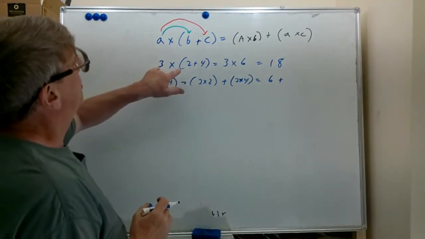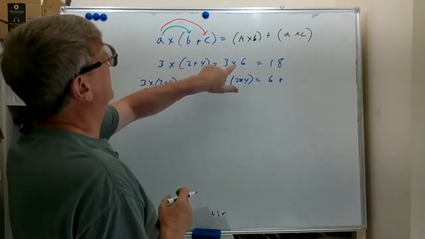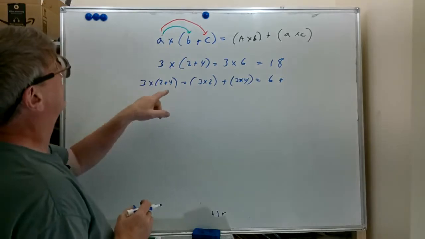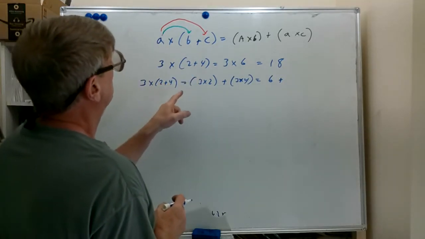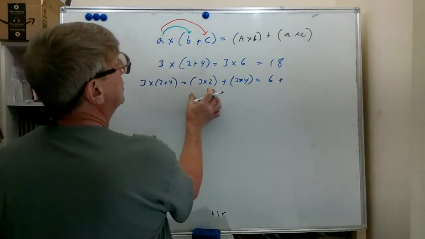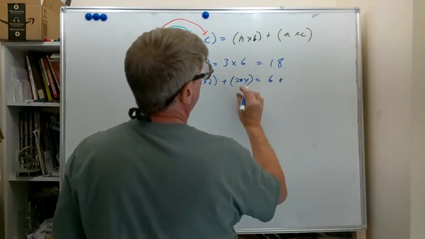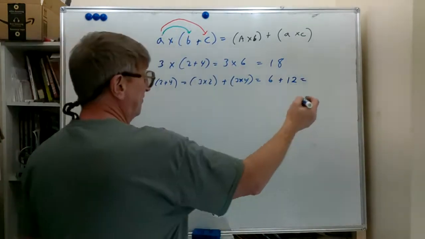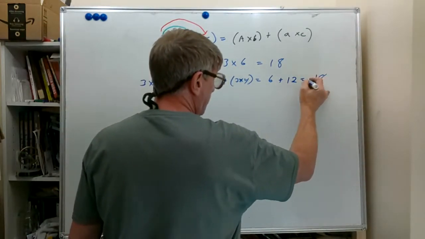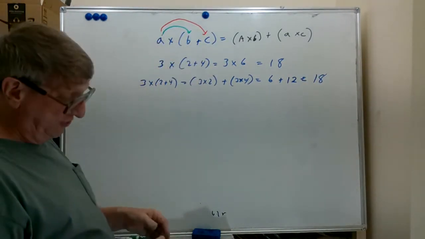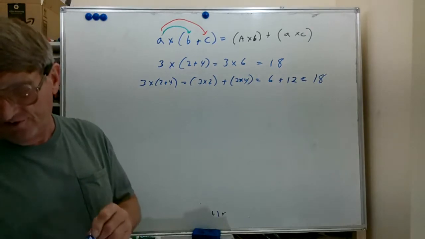Okay, so we distributed, we did the parentheses, we got a 6. 3 times 6, we got an 18. Now we did the distribution. 3 times 2 plus 3 times 4. 3 times 2 was 6. The 3 times 4 is 12. 12 plus 6 gives us 18. So we got the same answer using the distributive property or using the order of operations.